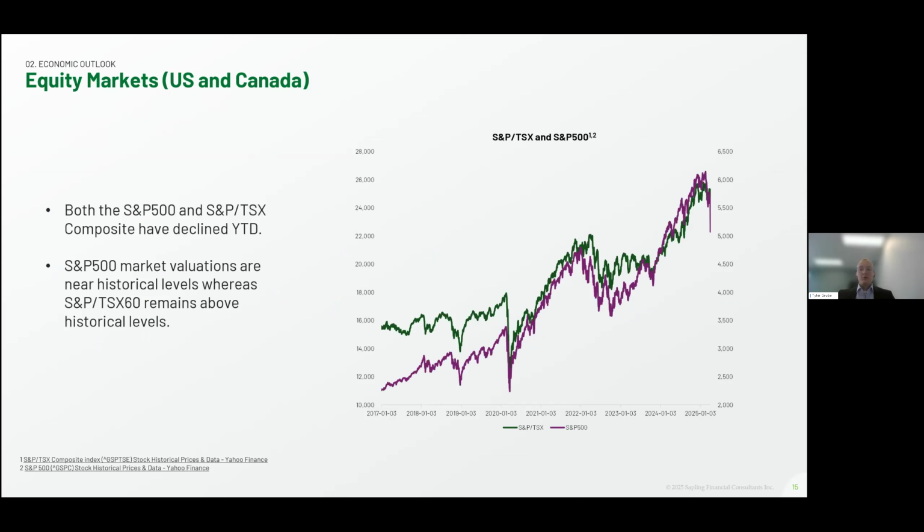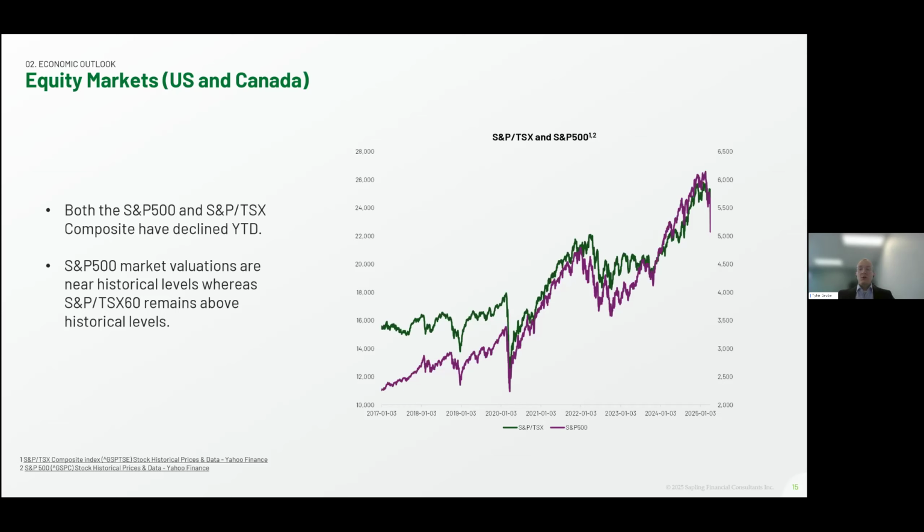Moving on to financial markets, specifically equity markets. On this slide, we've presented the prices of the S&P 500 and the S&P TSX Composite. These are essentially a gauge on the level of consumer wealth, which through the wealth effect drives consumer confidence. As of today, the S&P has declined around 17%, reflecting investor concerns over recent tariff implementations and escalating trade tensions.